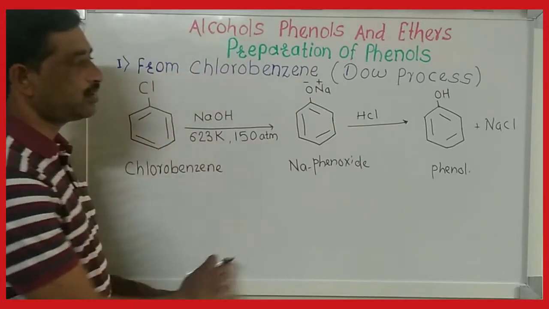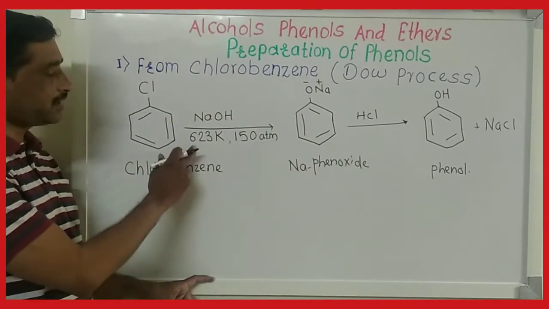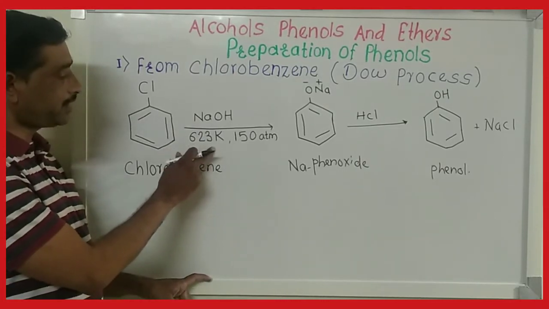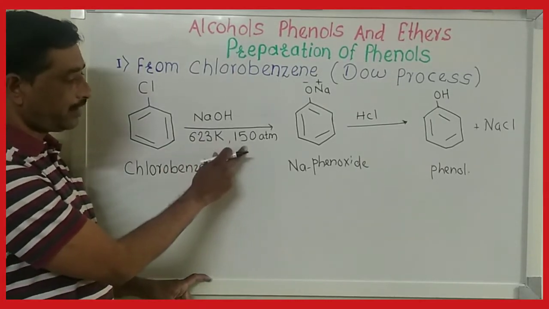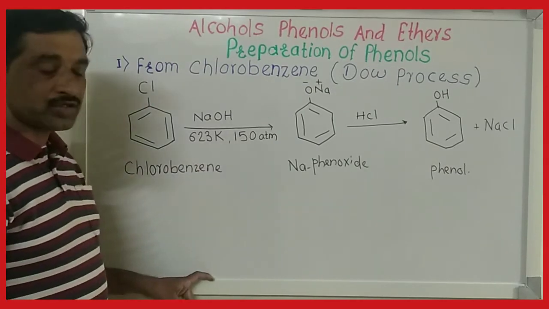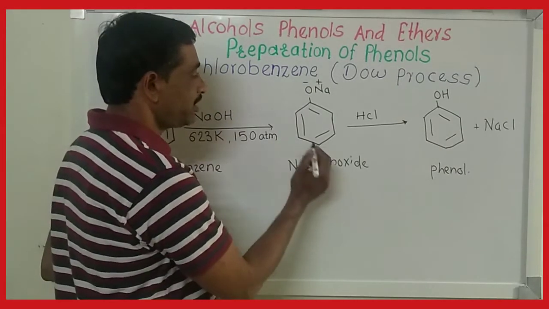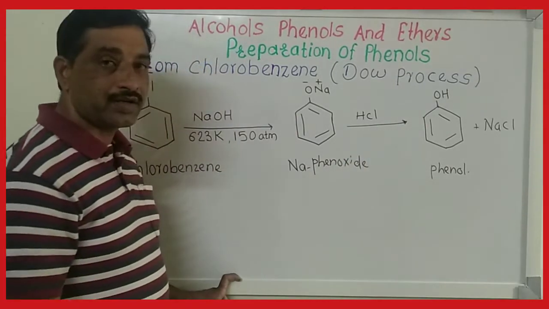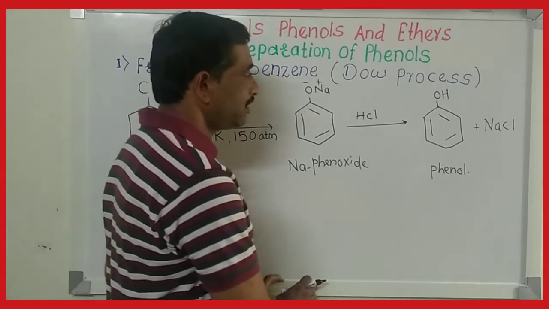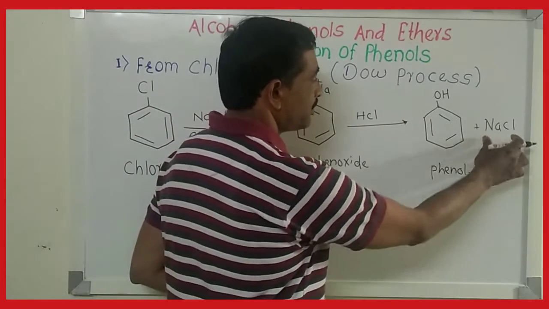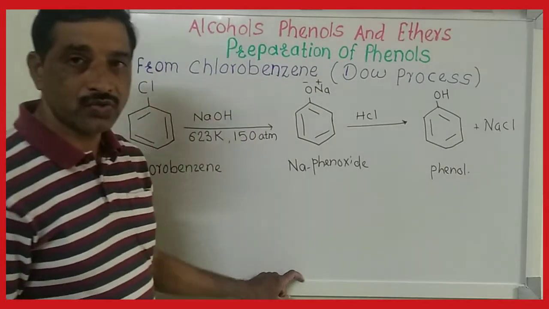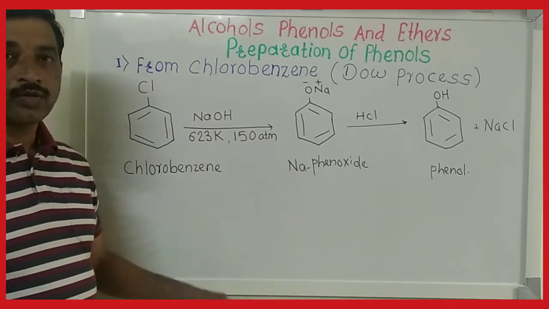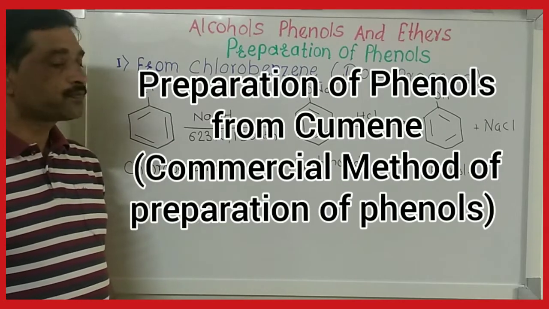So in this way, in Dow's process, when chlorobenzene is reacted with sodium hydroxide at high temperature, that is 623 Kelvin, and under high pressure, 150 atmospheric pressure, it gives the intermediate compound sodium phenoxide. And sodium phenoxide on treatment with an acid like HCl gives us phenol, plus the byproduct sodium chloride. This method of preparation of phenol from chlorobenzene is known as Dow's process.